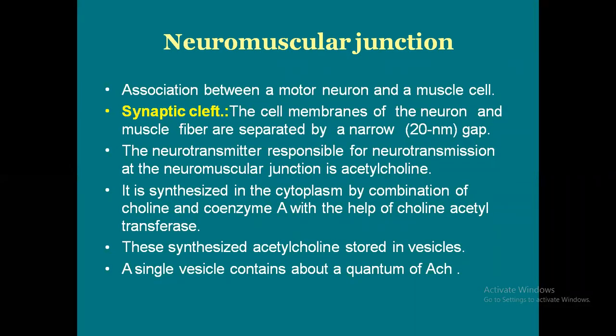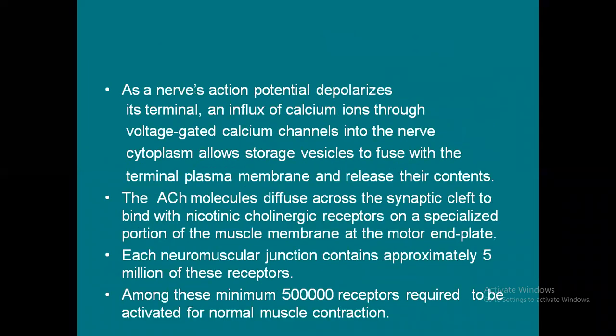Neuromuscular junction: the association between a motor neuron and the muscle cell, the synaptic cleft. The cell membranes of the neuron and muscle fiber are separated by a narrow, as I mentioned initially, 20 nanometer gap. The neurotransmitter responsible for neurotransmission at the neuromuscular junction is acetylcholine. This has to be clear in your mind. It is synthesized in the cytoplasm by the combination of choline and acetyl coenzyme A with the help of choline acetyltransferase. The synthesized acetylcholine is stored in vesicles. A single vesicle contains about a quantum of acetylcholine. Now, coming to the next slide.